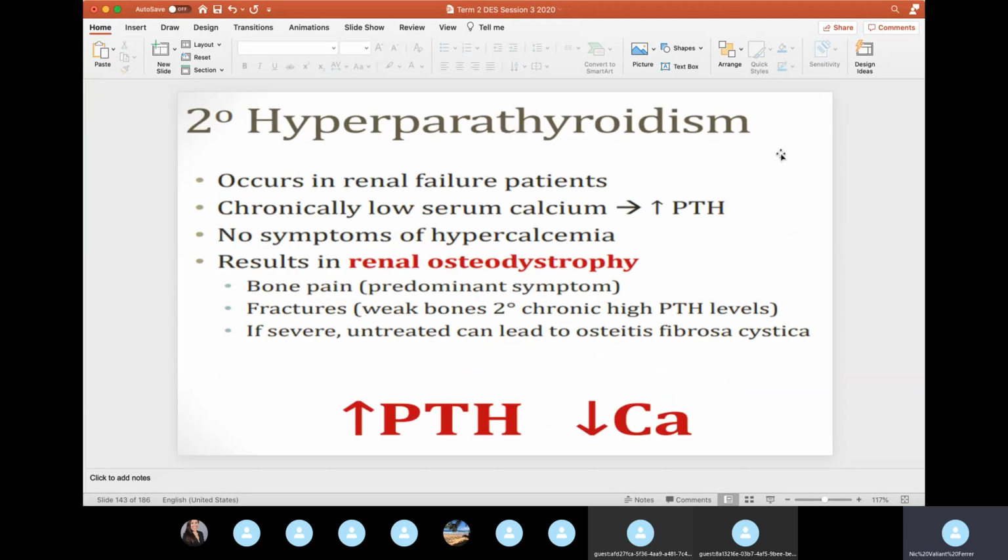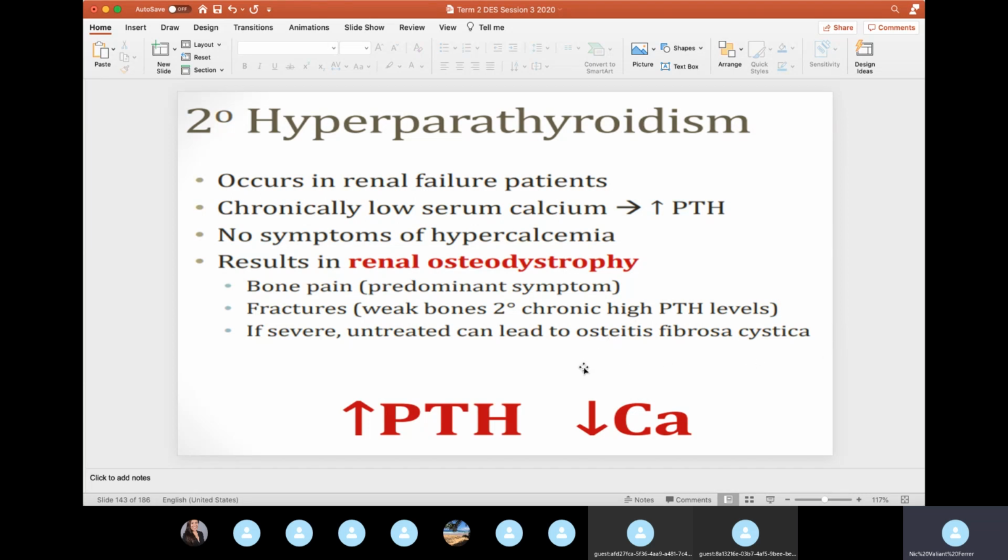Okay. Secondary hyperparathyroidism. You have an increase in PTH. However, you have a low serum calcium. So it doesn't have the desired effect, right? So why does this happen? This happens due to renal osteodystrophy. Think renal osteodystrophy. So you can have bone pain, you can have fractures, right? It can also lead to osteitis fibrosa cystica.